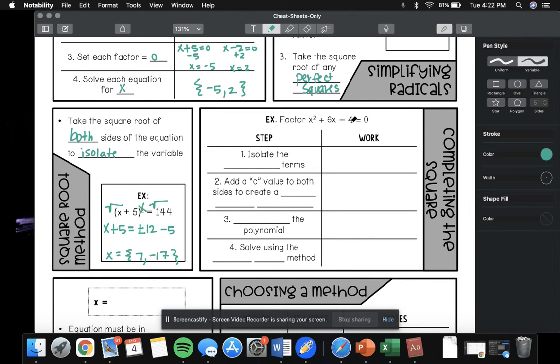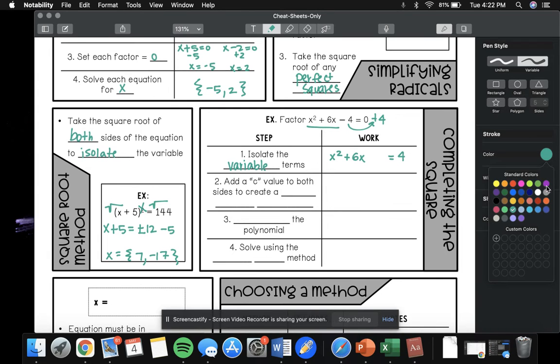Okay? Because this one we can't really factor and it doesn't look like we can take the square root. So first we isolate the variable terms, which means we just kind of get this by itself. So we're going to move the 4 over by adding 4. Okay, then we have x squared plus 6x, going to leave a little space, equals 0 plus 4, which is 4. Okay, then what we have to do is we have to add a c value to create a perfect square trinomial.